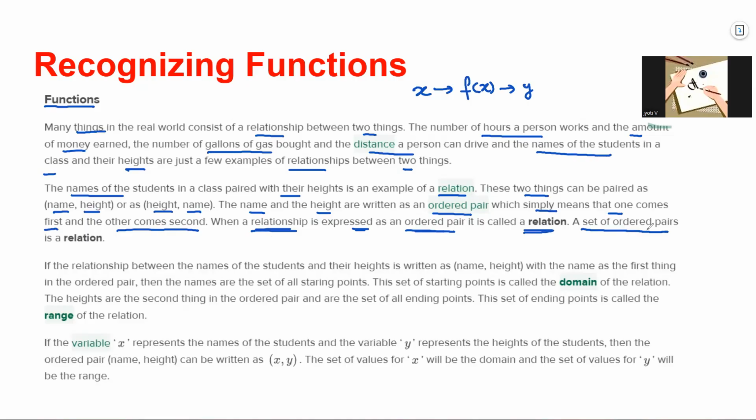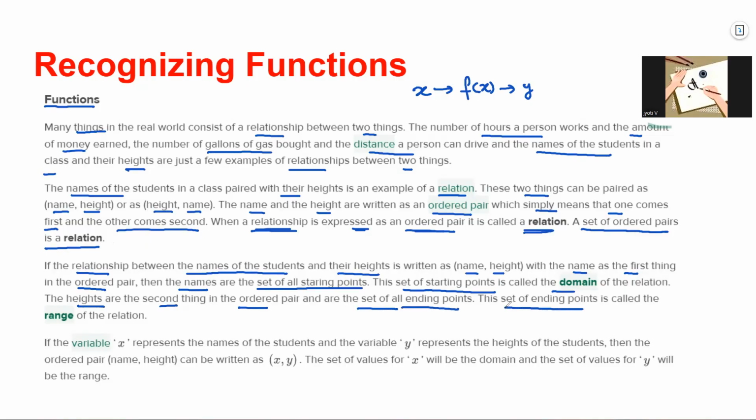A set of ordered pairs is a relation. If a relationship between the names of students and their heights is written as (name, height) in parentheses, with name as the first thing in the ordered pair, then the names are the set of all starting points. This set of starting points is called the domain of the relation. The heights are the second thing in the ordered pair, the set of all ending points. This set of ending points is called the range of the relation.